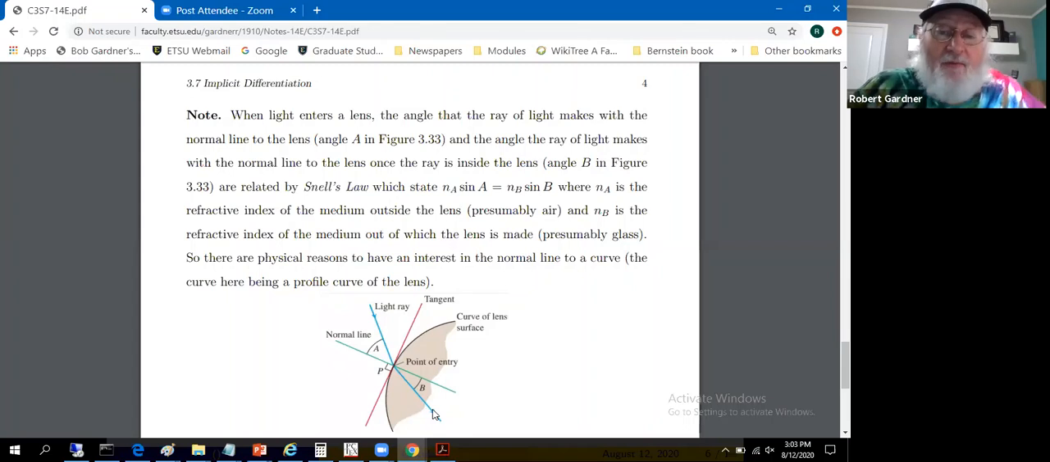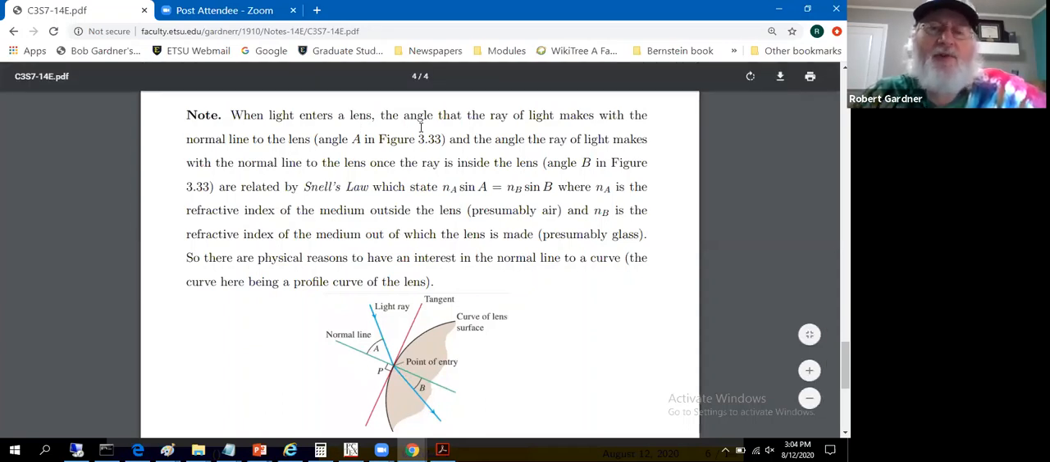And the way it's refracted is related to some parameters involving refractivity of air and glass, say, and it's related to angles made with normal lines. So they're using this as justification to talk about normals to a curve. When light enters a lens, the angle that the ray of light makes with a normal line to the lens, so the light's coming in here, here's the lens, the light's going to enter at that point, we'll take a normal line to the lens.